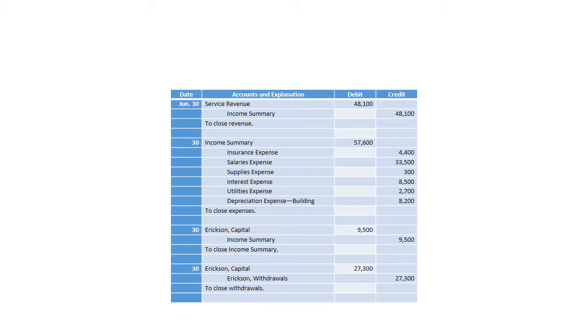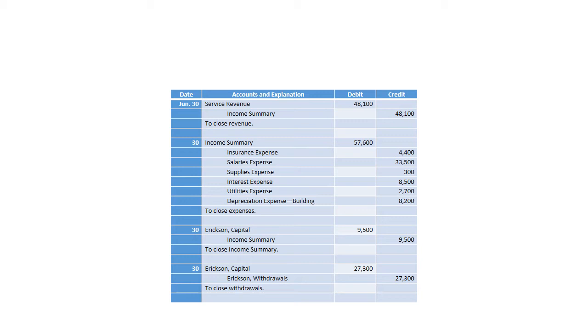The first journal entry, we will debit service revenue, decrease it so that it will have a zero balance. Credit that new account called the income summary. We only use it during closing journal entries. The next journal entry, credit each expense for its current balance. When you post that, the balance in each expense will then be zero. Debit the income summary for the total.